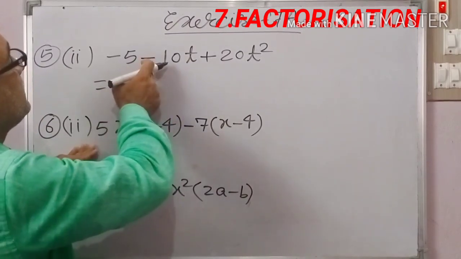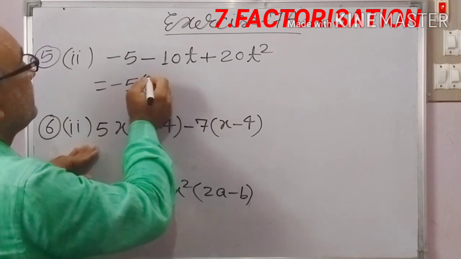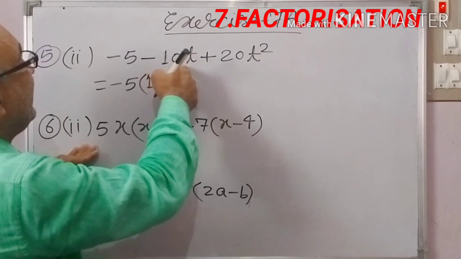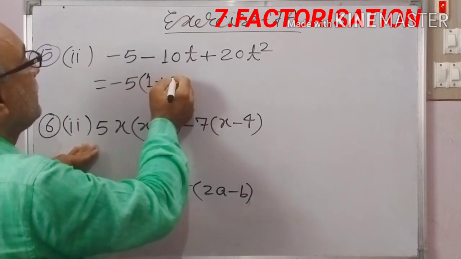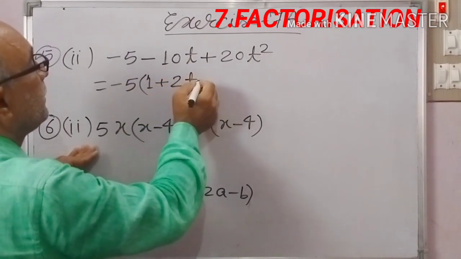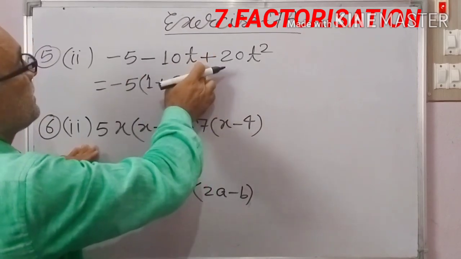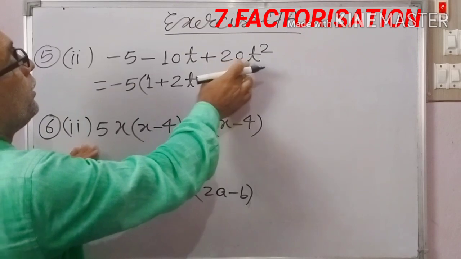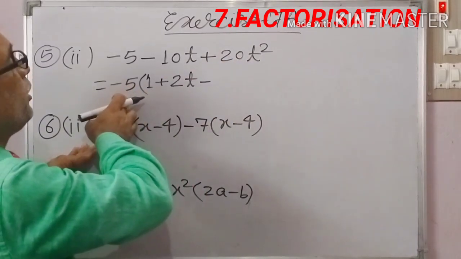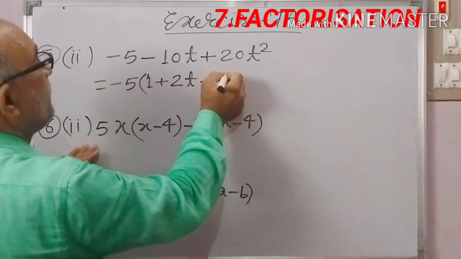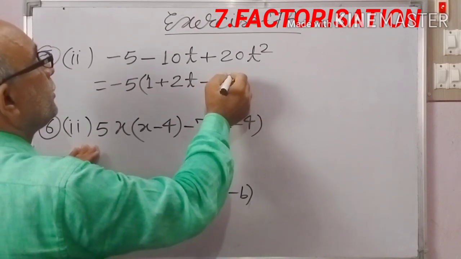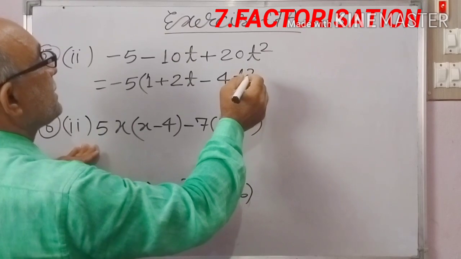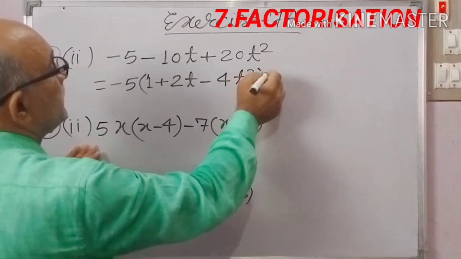This minus changes its sign, plus sign. Plus 10t, in 10t 5 is common. Plus 2t. Minus, plus sign changes into minus sign. So in 20t square 5 is common. Left 5 4s are 20, t square. So 1 plus 2t minus 4t square. Answer.